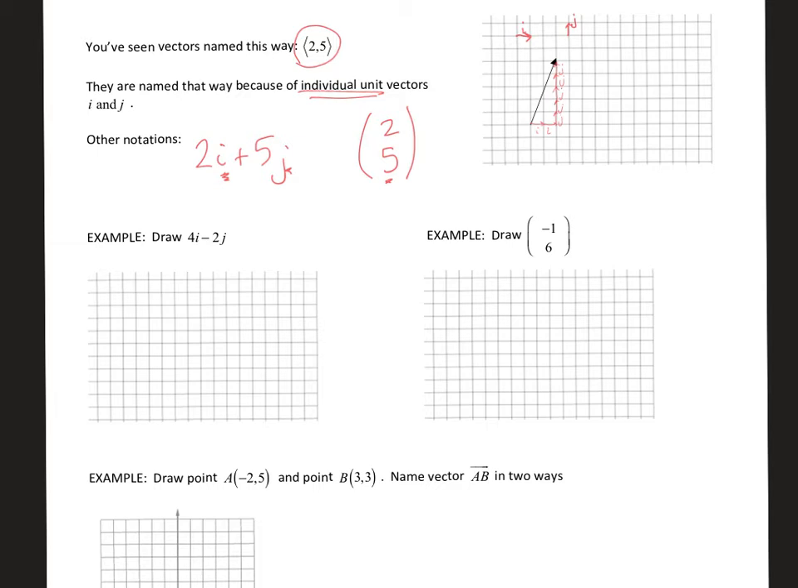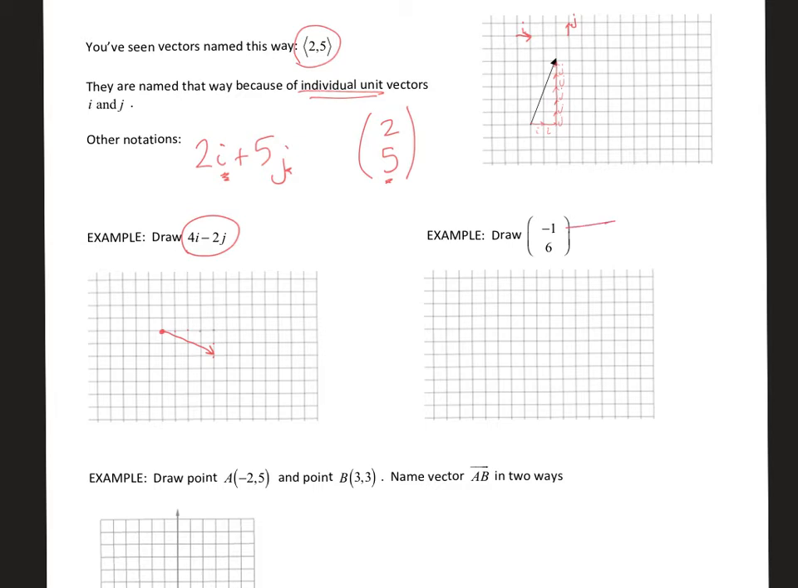So if I'm asking you to draw 4i minus 2j, that means 4 in the x direction and negative 2 in the y direction. So I'm going to start right here. I'm going to go over 1, 2, 3, 4, negative 2 in the y direction, and connect. Again, I wish I had a straight edge, but it's a little hard to do on my iPad.